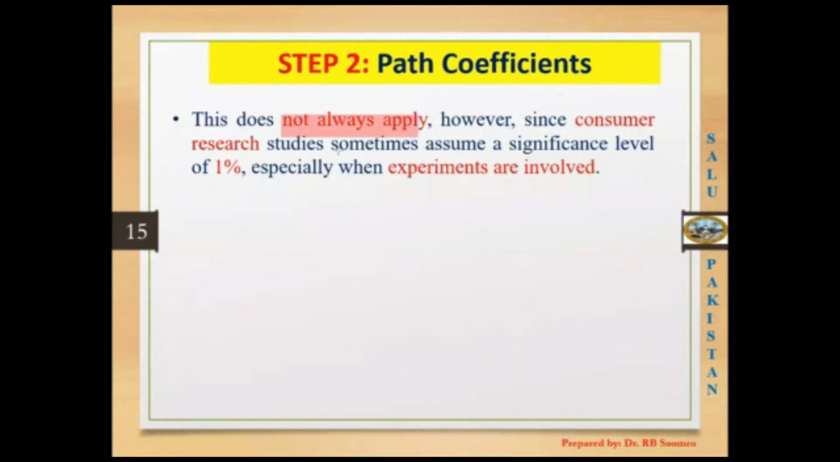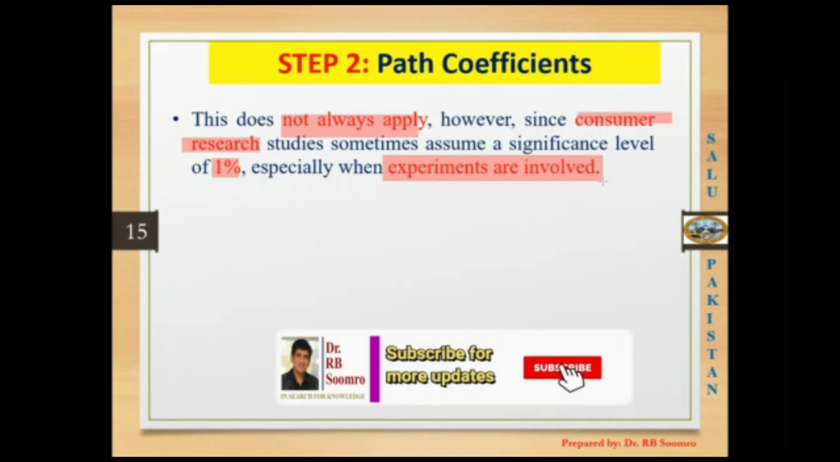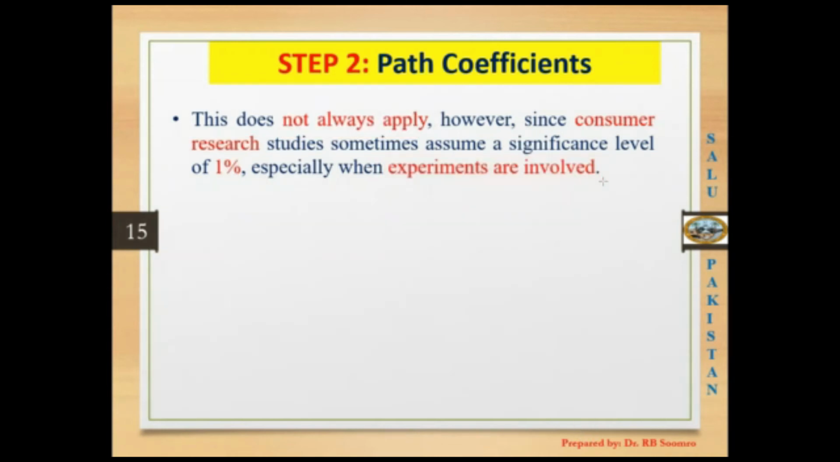For example, in consumer research, normally we use the 1% level, or in case of an experiment. If we are doing any experiment in the social science, although rarely people work on experiments, mostly we work on surveys. If you are working on an experiment, then you should choose 99% over 95%. In consumer research, again, people are working with 99%.